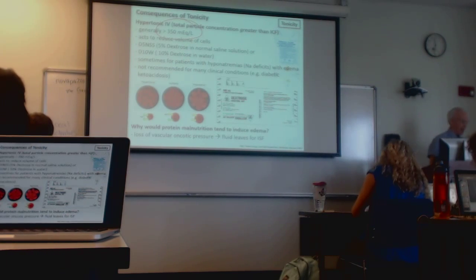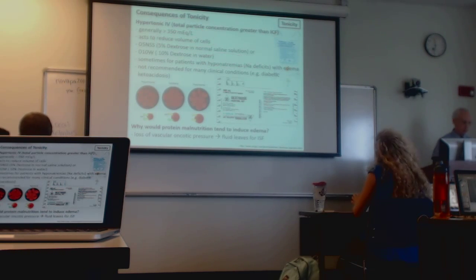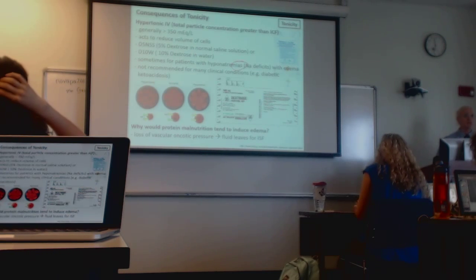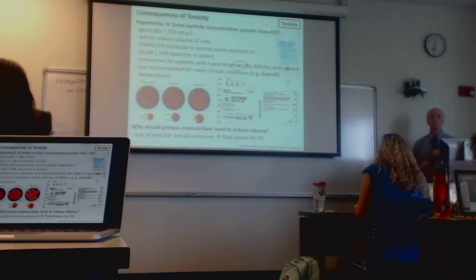And so, in this case, it's going to reduce the volume of cells, and it might be used, for example, in a patient who has hyponatremia. So let's break that word down. Hypo means what? Lower or less than normal. Emia, in the ECF. So we have something that's lower in the blood. What is lower in the blood?